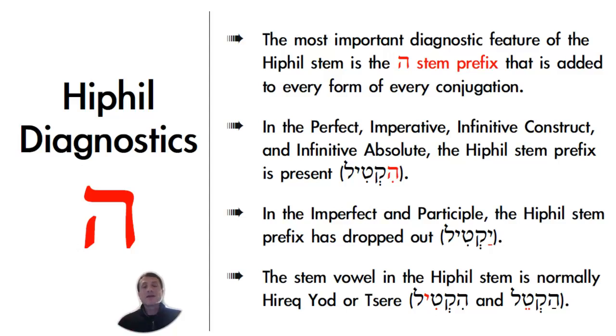In the perfect, imperative, and infinitive construct, and the infinitive absolute, so that's, your textbook calls that the regular infinitive and the infinitive of emphasis, the Hifil stem prefix is there. It's that he prefix in all those forms. In the imperfect and the participle, the he prefix has elided. It's there hiding underneath the signal letter of the imperfect, or the prefix of the participle. And then finally, the stem vowel of the Hifil is normally a hirik yod or a tzere, that is, an I-class vowel.